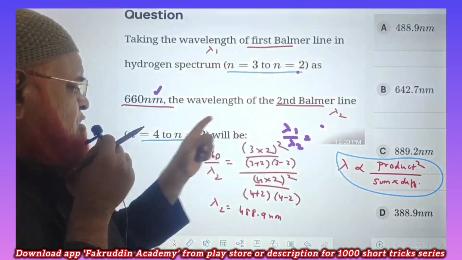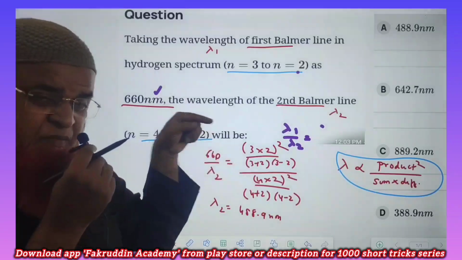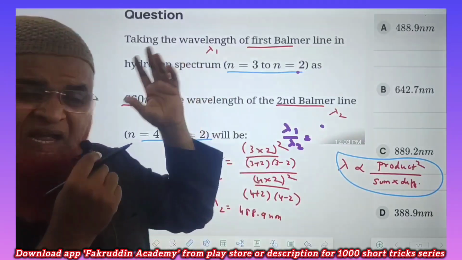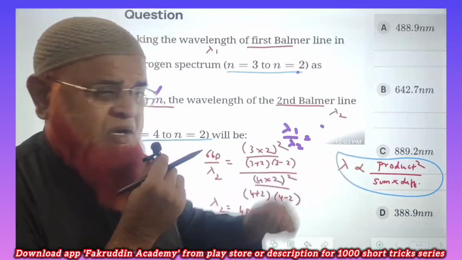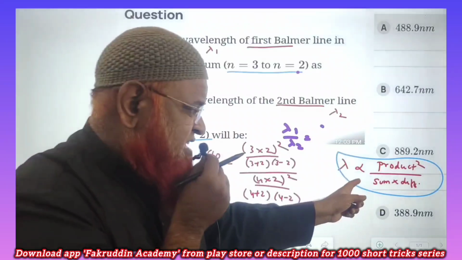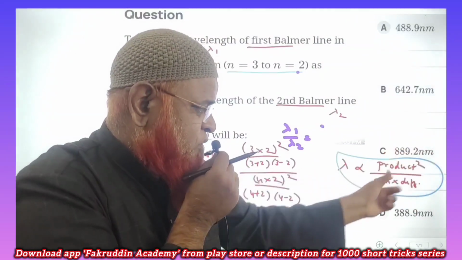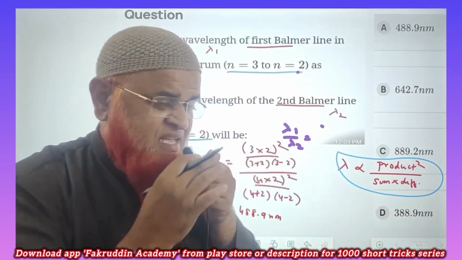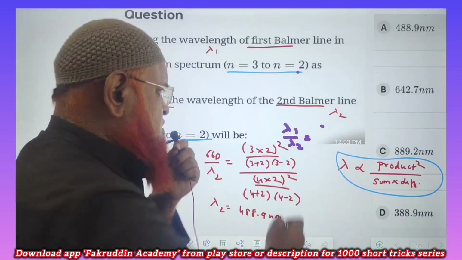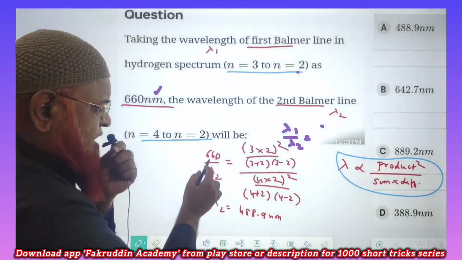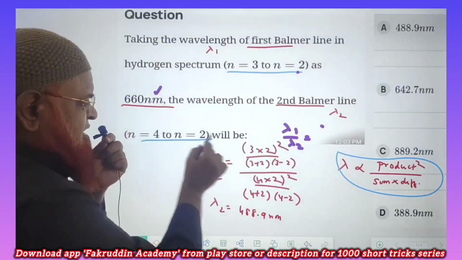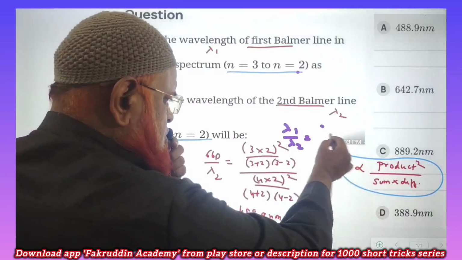Again, in the second line also, it is from n equal to 4 to 2, in the same case of the Balmer series. You can see the lengthy methods, but there is a shortcut for you. Wavelength is directly proportional to product whole square divided by sum into difference. This is my shortcut here. So in the first transition, you have to consider the wavelength given here. So lambda 1 by lambda 2 is equal to product whole square.